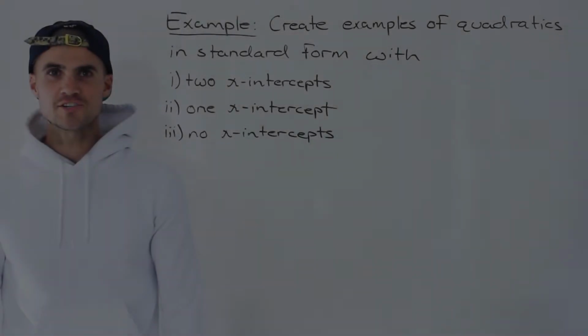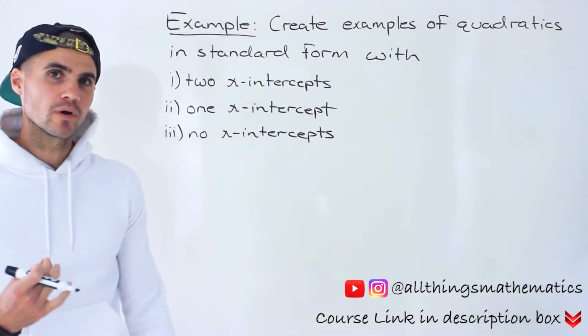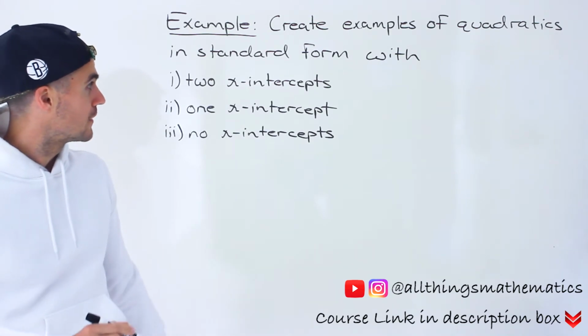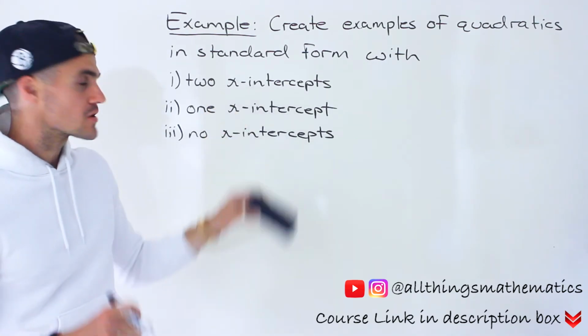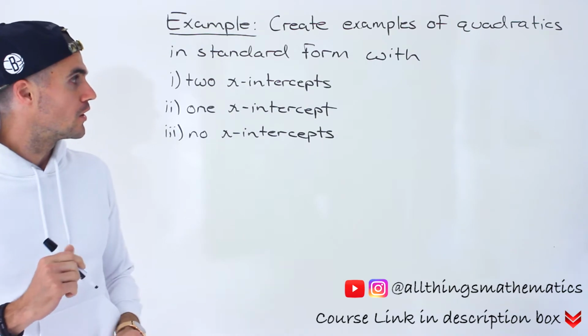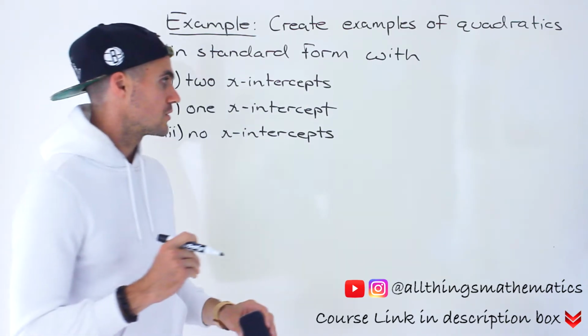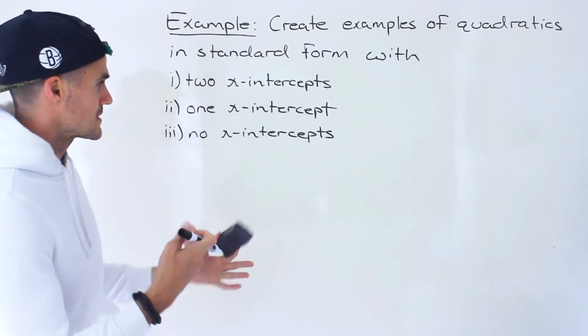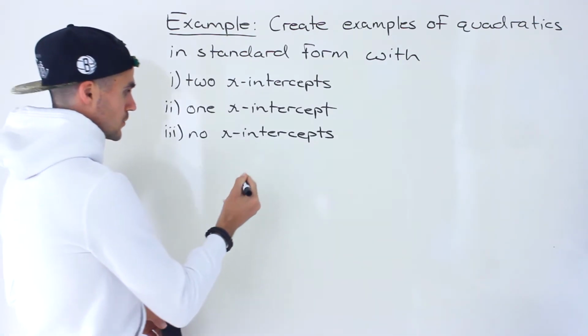Welcome back everyone, Patrick here, moving on to another question dealing with quadratics. So we have to create examples of quadratics in standard form with either two x-intercepts, one x-intercept, or no x-intercepts. So usually we're given quadratics and we have to work in finding the x-intercepts. Now we're going backwards. We have to create some examples.